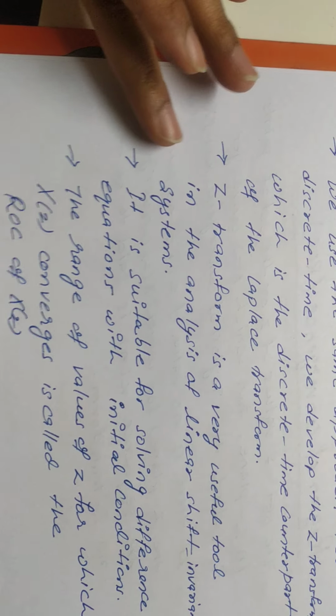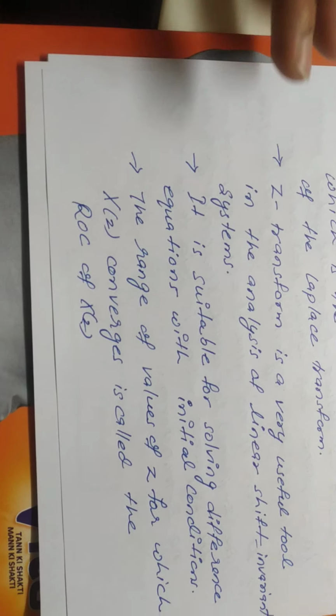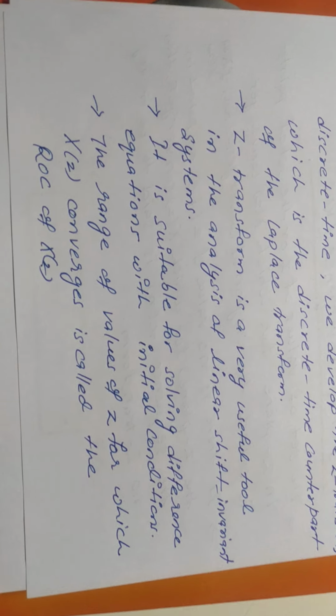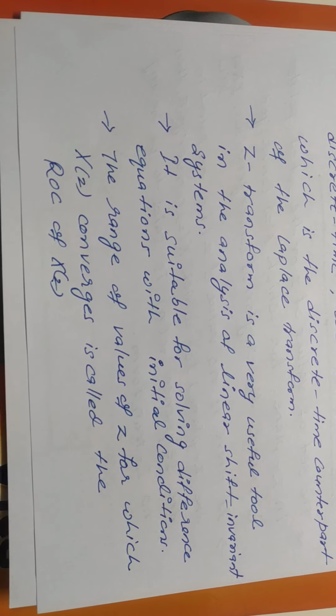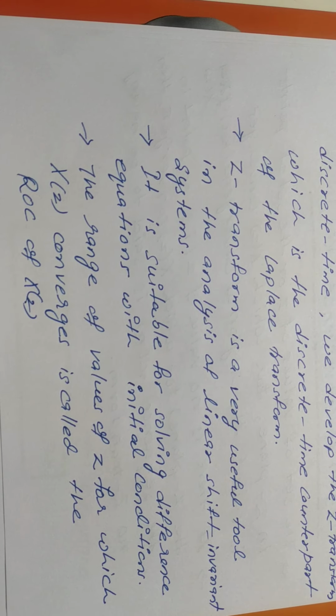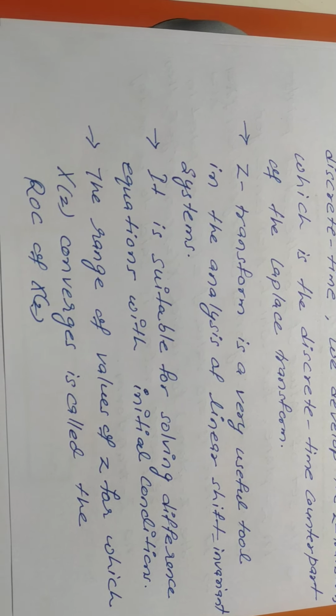The range of values of z for which the X of z converges is called the ROC of X of z. Now we'll be further discussing the ROC of X of z. ROC is nothing but the region of convergence of X of z. X of z is the Z transform of any particular sequence.